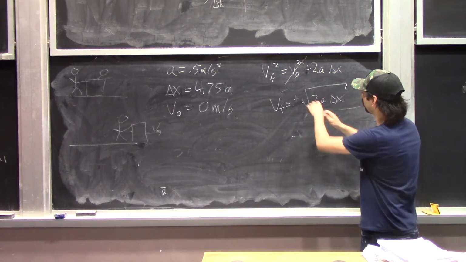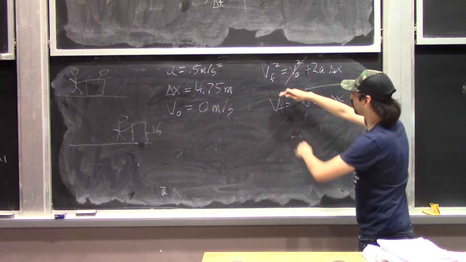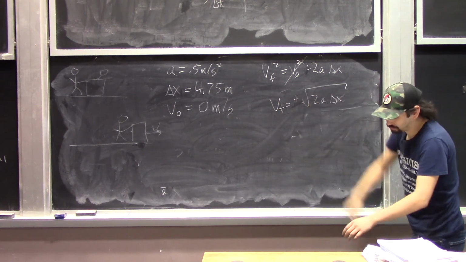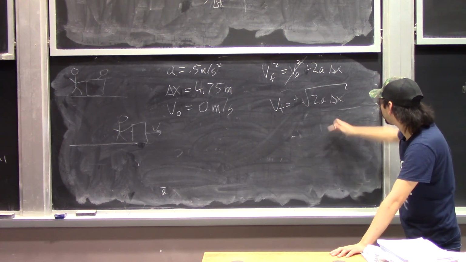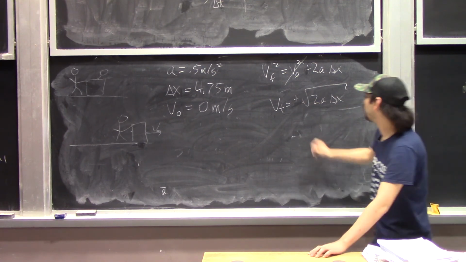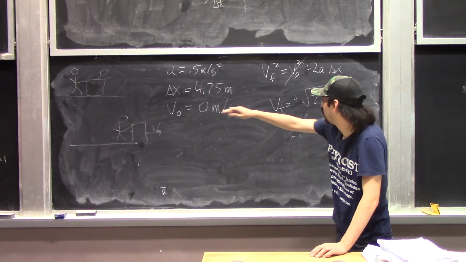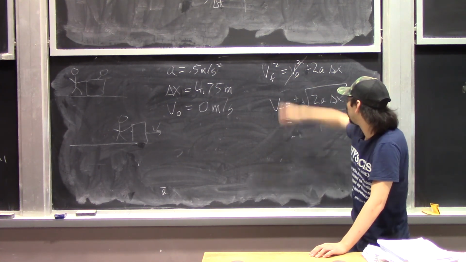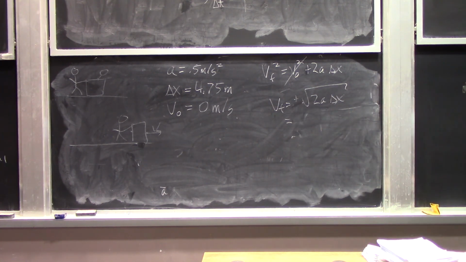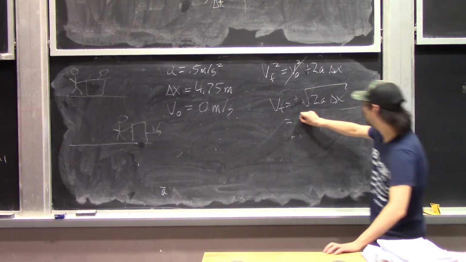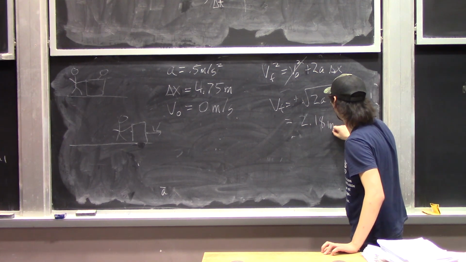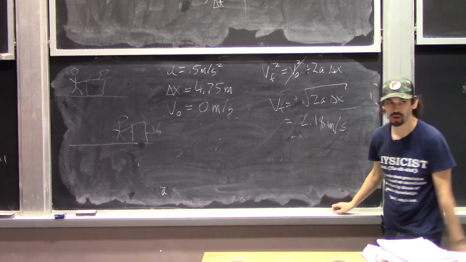And so now we have the equation that we started with. We've done some algebraic manipulation to get it to this point. We can plug in the values that we have for our acceleration, our change in position, and our initial velocity we already got rid of. And what we see is this gives us an answer of 2.18 meters per second. Okay?